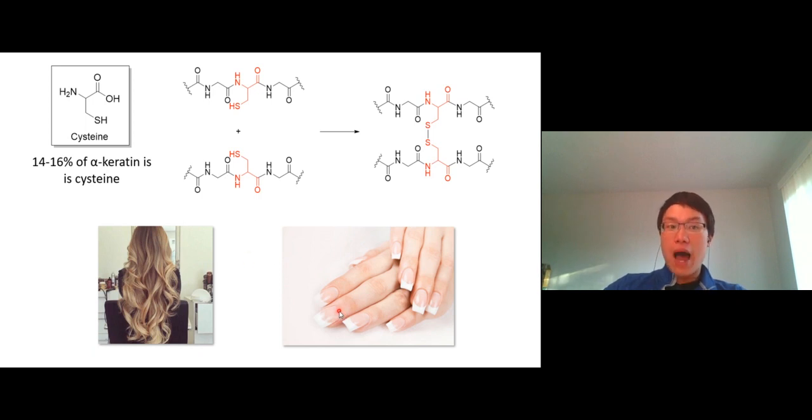Hair and nail are made of the same material, alpha keratin. But you guys know nail is much stronger than hair, right? That's because nail has more cysteine in the protein chain than hair does. That's why it's stronger.